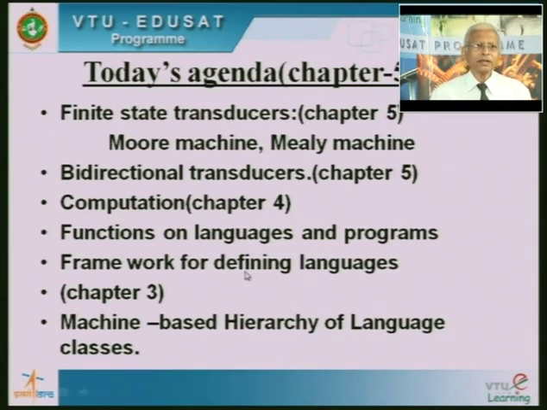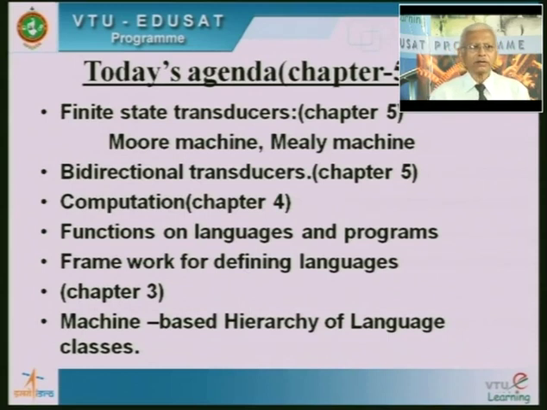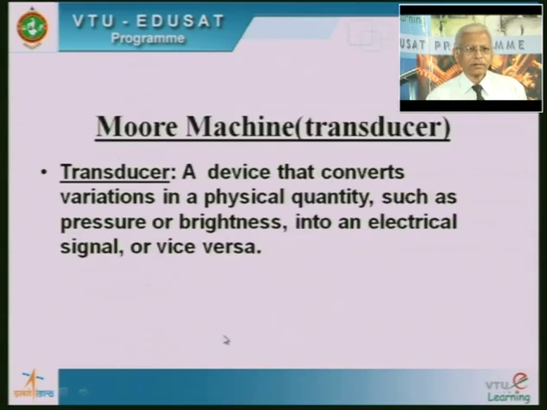Then finally, chapter 3 is a concluding chapter, wherein we will be defining the framework for defining the language. Afterwards, we will see the very important outcome of this automata theory and computability, that is the hierarchy of language classes. That is a very important outcome, which should give you a very important background for further study.